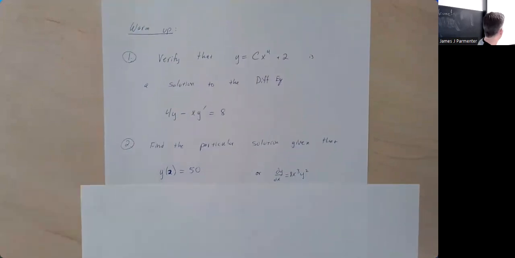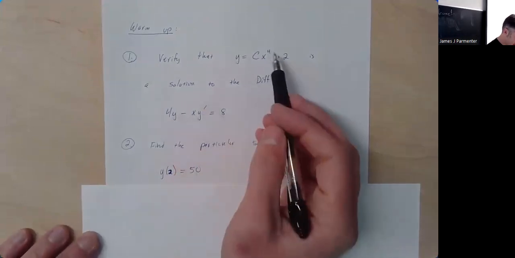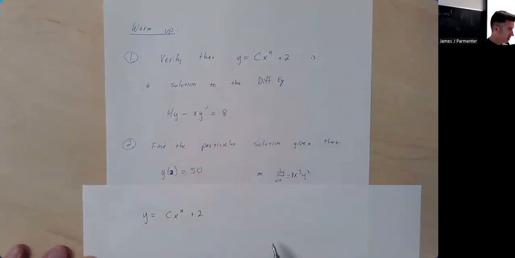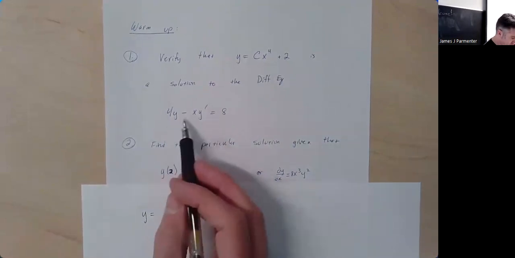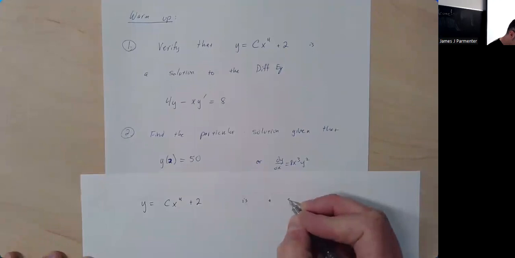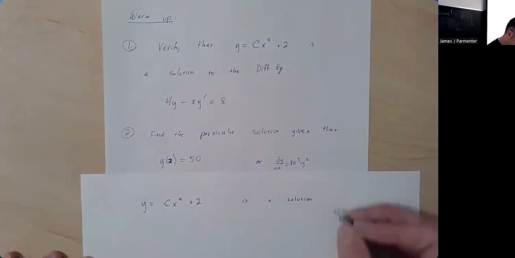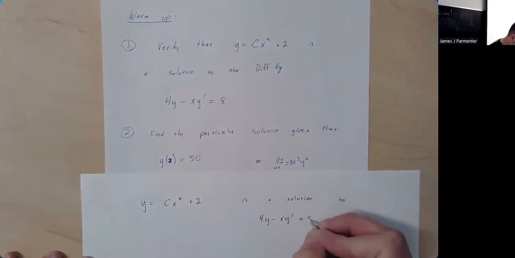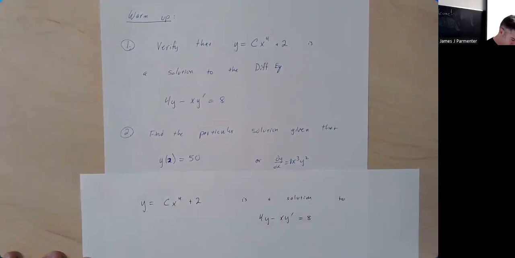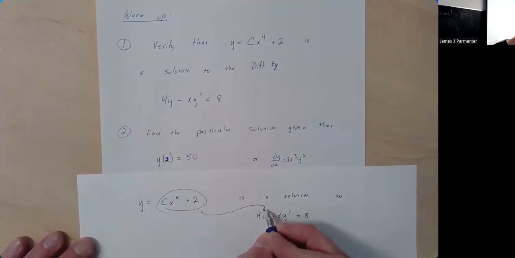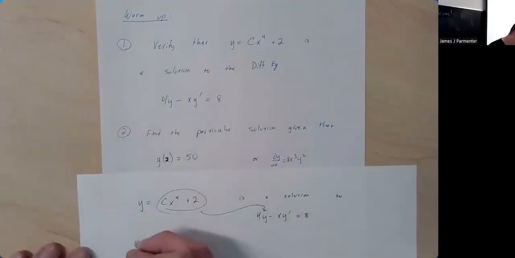So to verify this thing is a solution to this differential equation, we want to take our y equal to cx to the fourth plus 2. And since we're going to try and verify that it's a solution to 4y minus 8y minus xy prime equal to 8, we're just going to get all the pieces we need. We have y, we're going to jam that in there, right? This is going to go right there, and we need y prime. So to find y prime, we just differentiate.